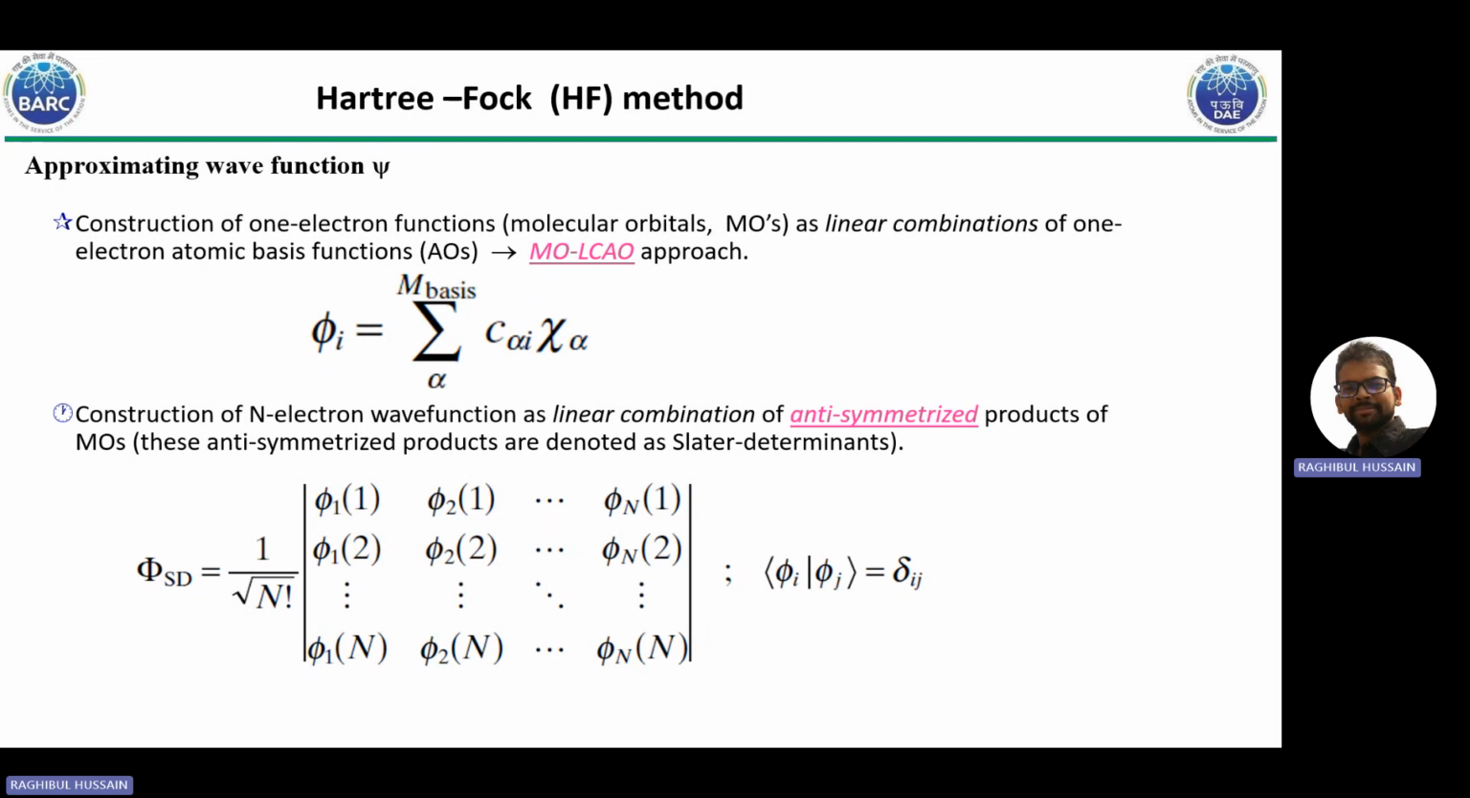Okay, so I will just tell that basically, when you are keeping the electrons in the different orbitals, I am having a row and I am having a column. If I exchange this row and column, then the sign of the determinant will change. Basically, this is to satisfy the Pauli exclusion principle. Okay, so that is called the anti-symmetric product of the molecular orbitals.